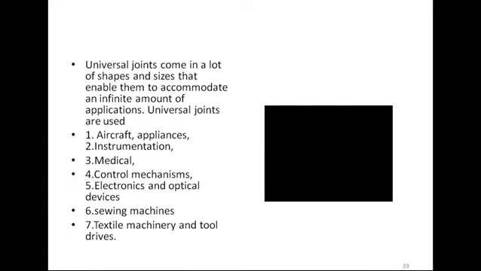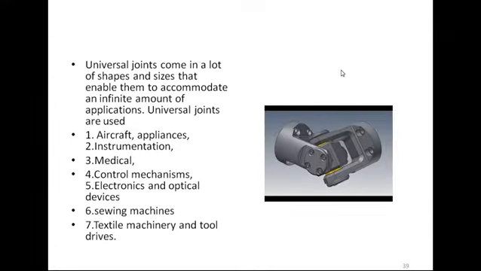A universal joint comes in a lot of shapes and sizes that enable it to accommodate an infinite number of applications. Universal joints are used in aircraft, appliances, instrumentation, the medical field, control mechanisms, electronics and optical devices. They can be used in a sewing machine, and also in textile machinery and tool drives. These are the applications where we can use the universal joint.